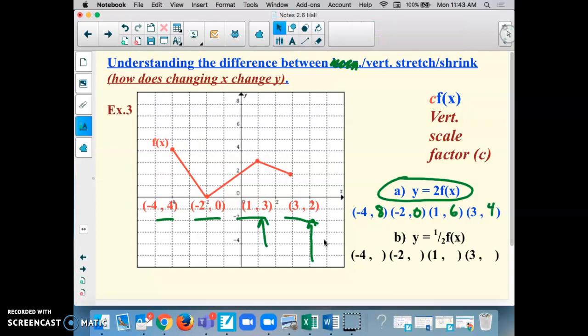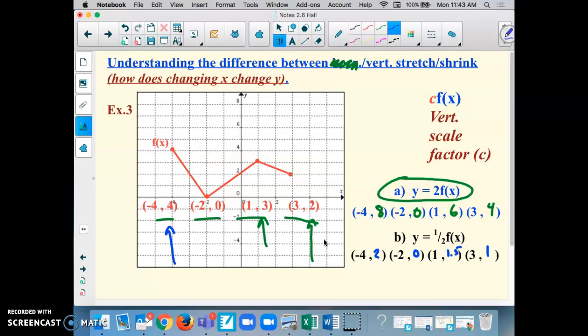All right, let's do the 1/2. Then we'll graph it. So half of all my y values. Half of 4 is 2, half of 0 is still 0. Half of 3 is 1.5. Don't be afraid of decimals. And half of 2 is 1.